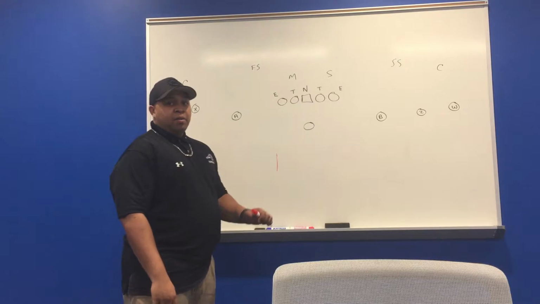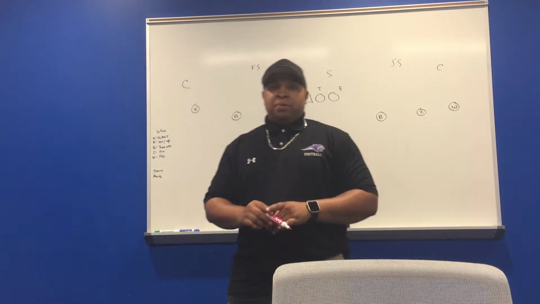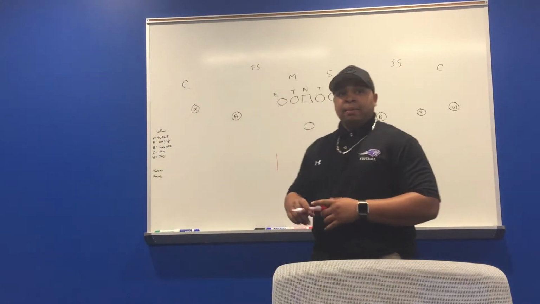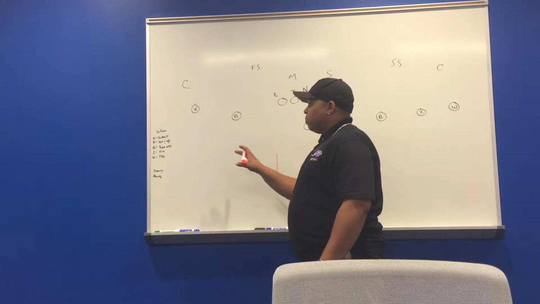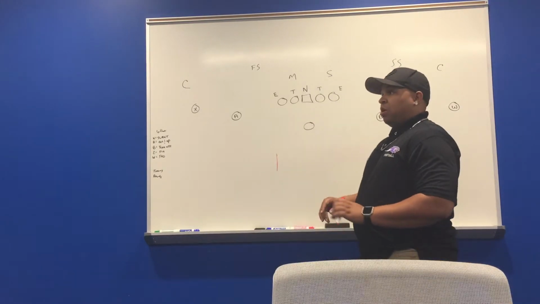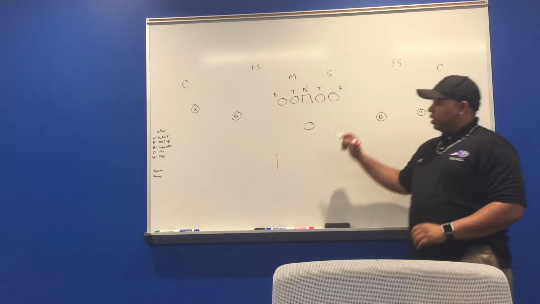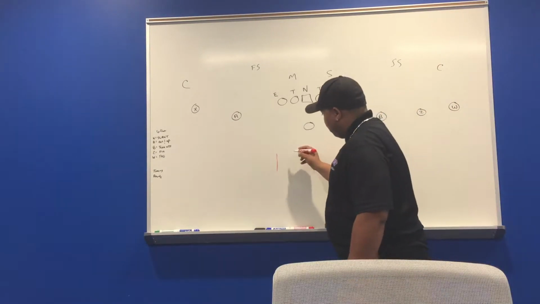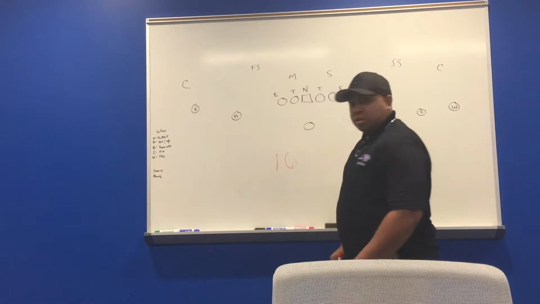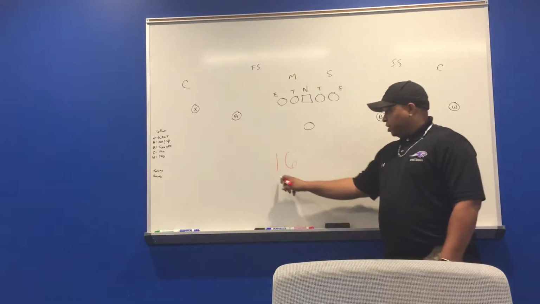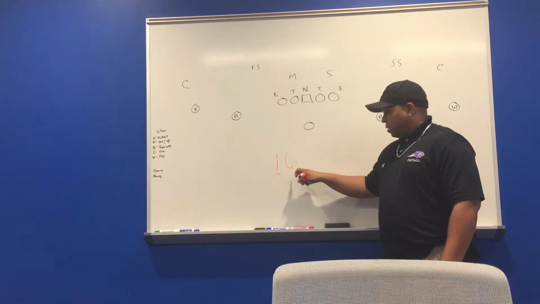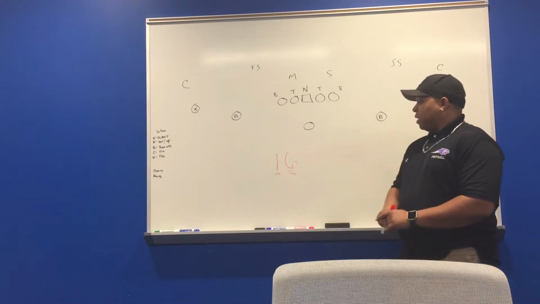What we're going to do now is we have routes 0 through 8. Okay, and what we're going to draw up right now is the 6th route. So if we have the 6th route called and we want to do it out of formation 1, the signal for that would be play number 16. Formation 1, route 6. Okay?